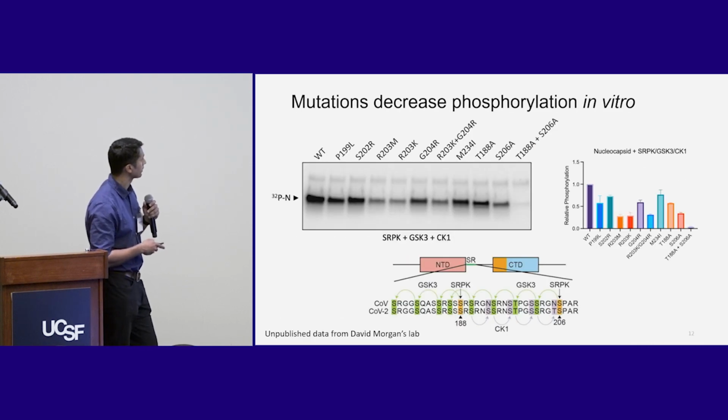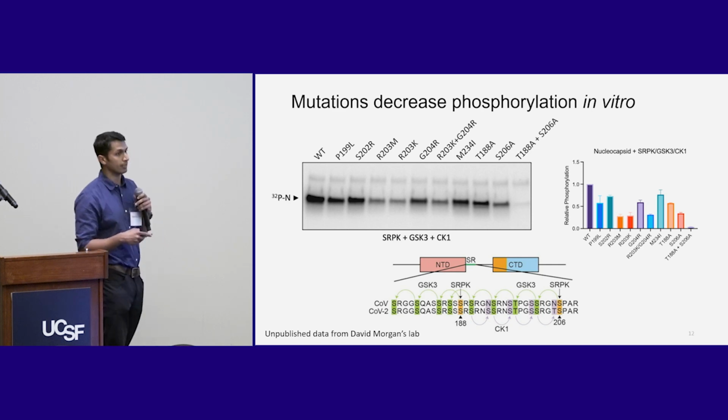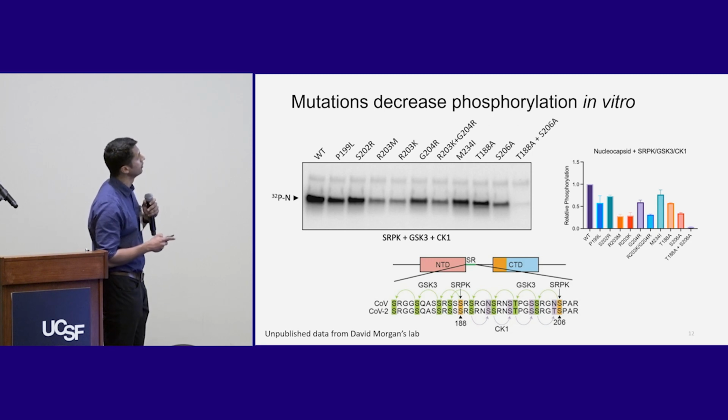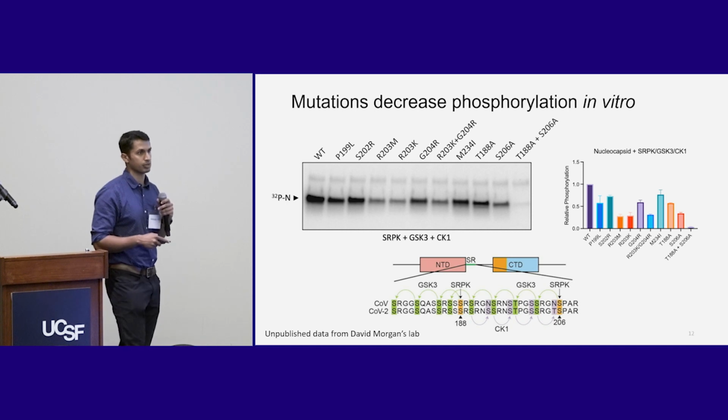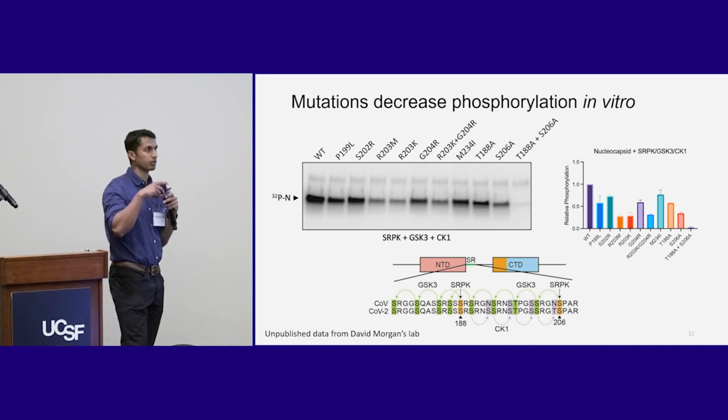And so I worked with David Morgan's lab at UCSF, and what he was able to show is that these mutations, in fact, reduce the amount of phosphorylation in this region. Compared to the wild type, nearly all the mutations that have shown up reduce the phosphorylation substantially, but not to 0. They don't completely eliminate the phosphorylation, but they reduce it substantially.